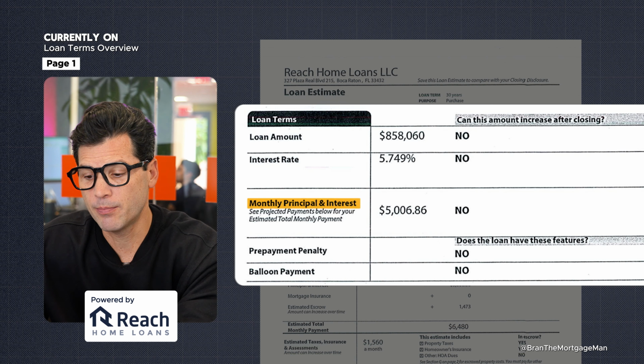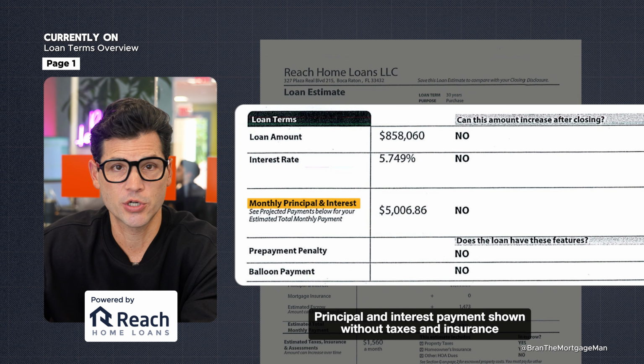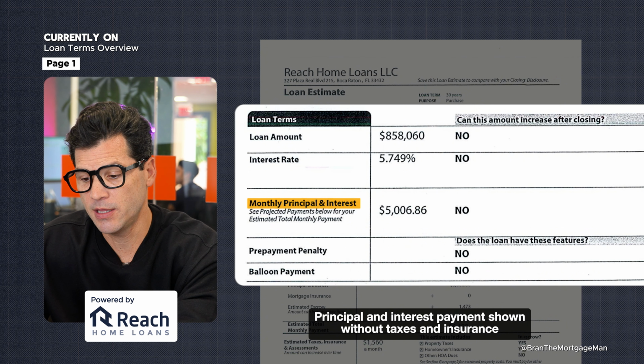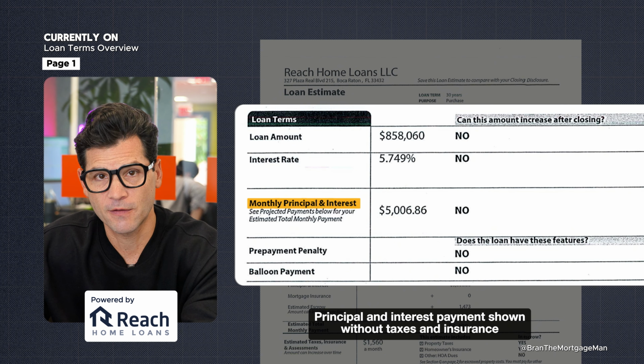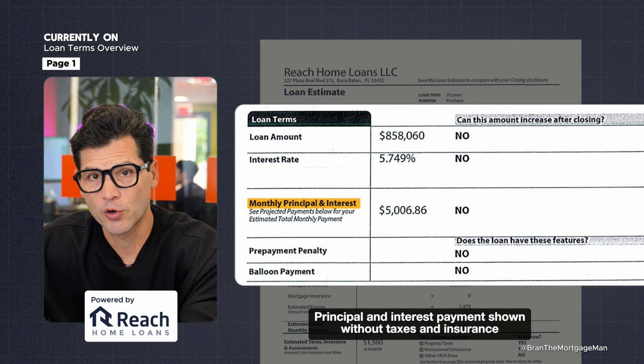Below that is your monthly principal and interest payment. Now, this doesn't include taxes, doesn't include insurance, doesn't include mortgage insurance. This is strictly principal and interest. In this case, it's $5,006.86. Can this increase? Once again, no, it cannot increase because it's a fixed rate mortgage. Therefore, the principal and interest portion of the payment will never increase.